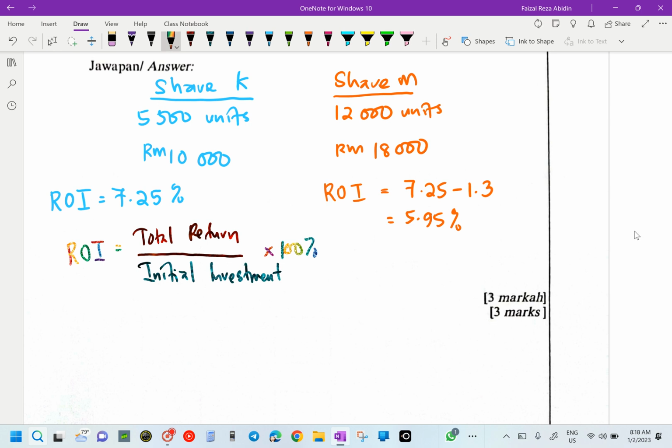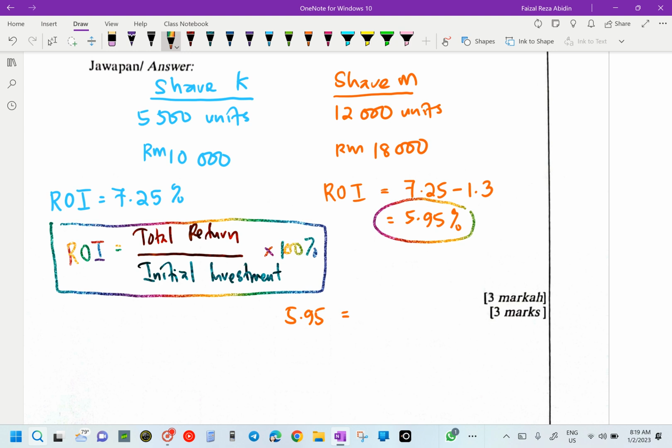ROI will be 5.95. We are going to look for share M. So you are going to put here 5.95 equals, by using the formula here. Did we have our total return? No, that's what we want to find. So I'm going to put X. Because we didn't have the value, you can put total return also, no harm.